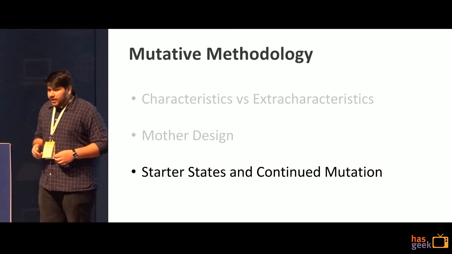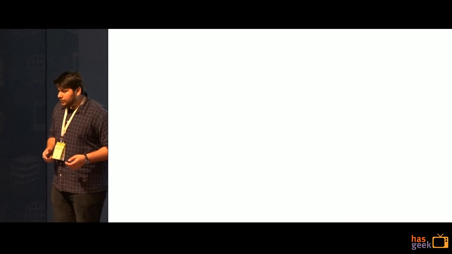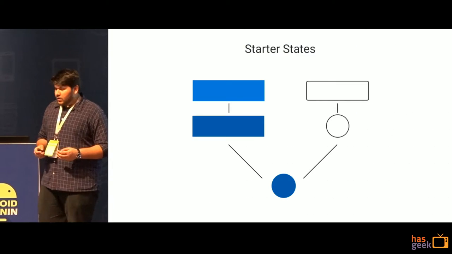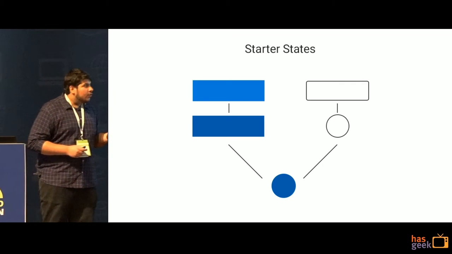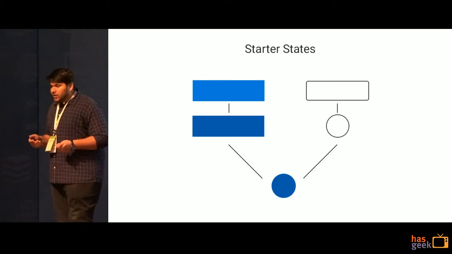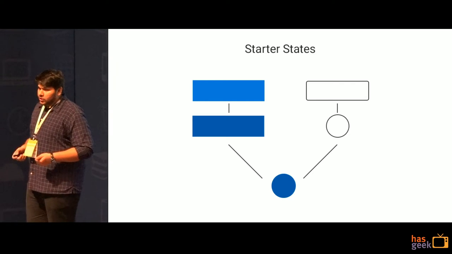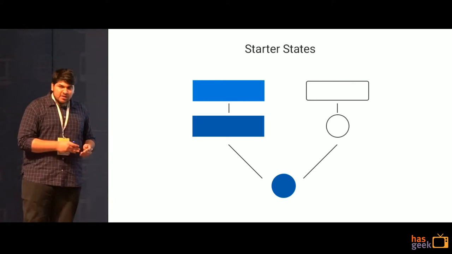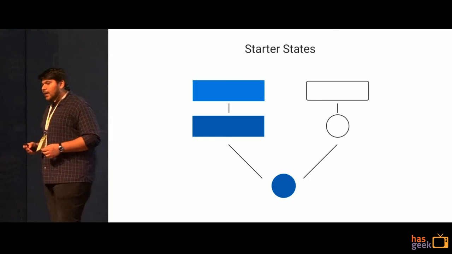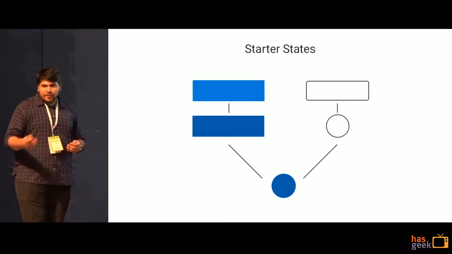Okay. Starter states are the direction that you go after the mother design. If you look at this graph, there are multiple starter states. It could be something like this, where based on the user's lighting, you darken the color of the button. Or it could be something like the one on the right, where based on the user's familiarity with tech, you use a text button instead of a floating action button. So starter states are these mutations on the mother design, which are firmly established, and based on certain criteria, they go ahead and mutate. Now, the starter states are important because they are the first step of mutation.